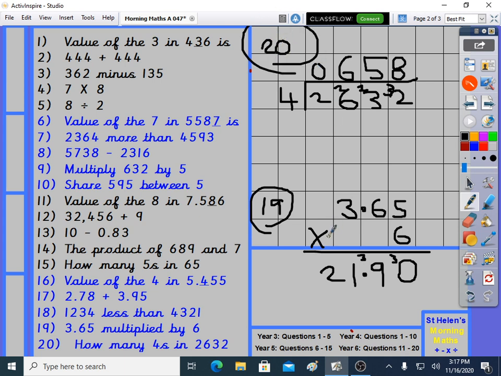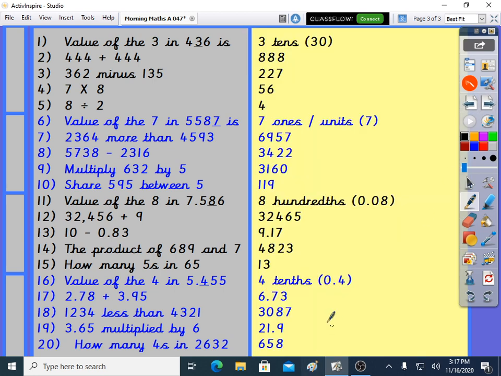Well done for lasting till the end. And let's check all the answers. 658 and everything else. On question 19, I got 21.90, didn't I? Which, of course, is the same as 21.9. Because that 0 is not making any difference to the number. Looks different, but worth the same.